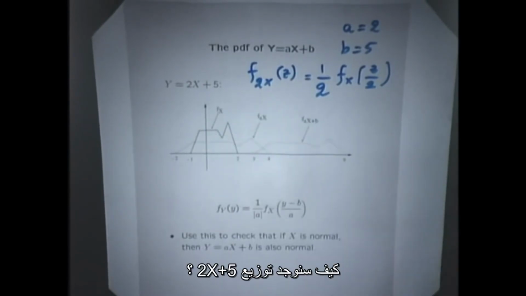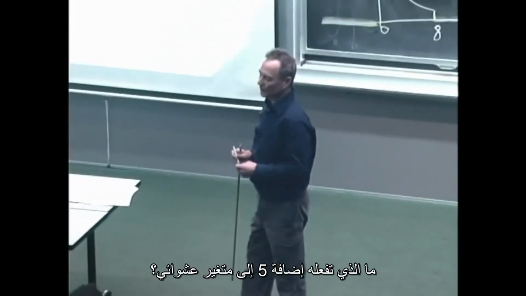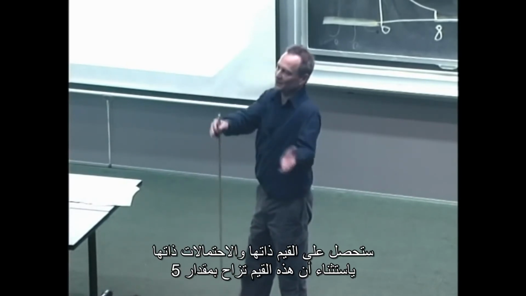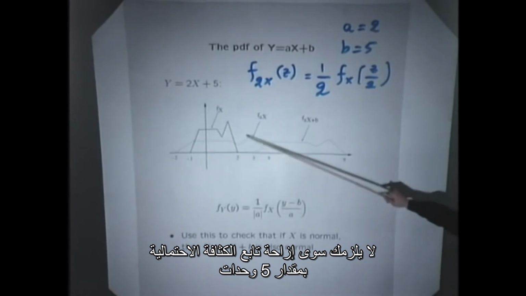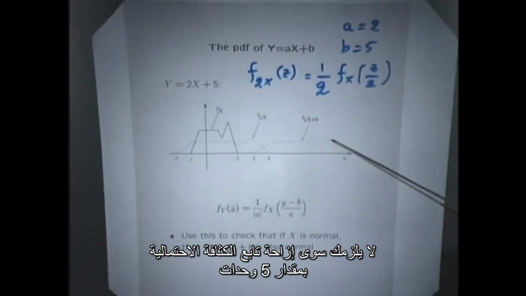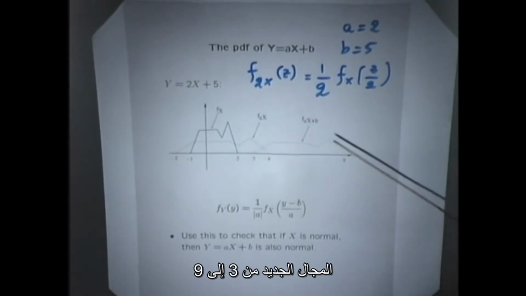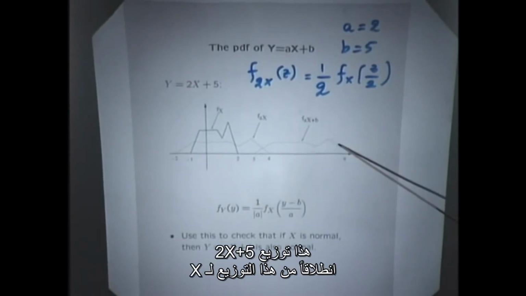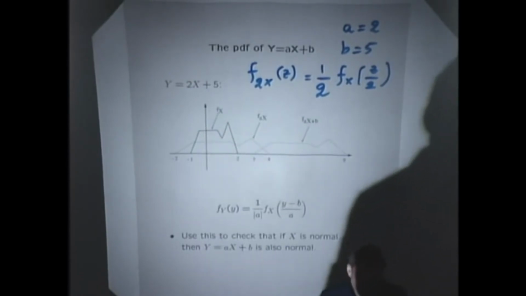How about the distribution of 2x plus 5? Well, what does adding 5 to a random variable do? You're going to get essentially the same values with the same probabilities, except that those values all get shifted by 5. So all that you need to do is to take this PDF here and shift it by 5 units. So the range used to be from -2 to 4. The new range is going to be from 3 to 9. And that's the final answer. This is the distribution of 2x plus 5, starting with this particular distribution for x.